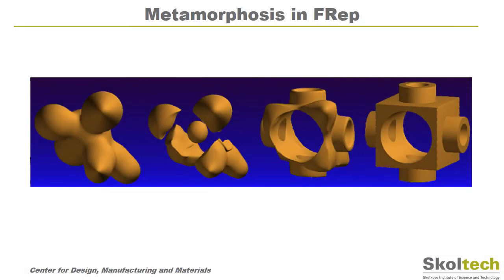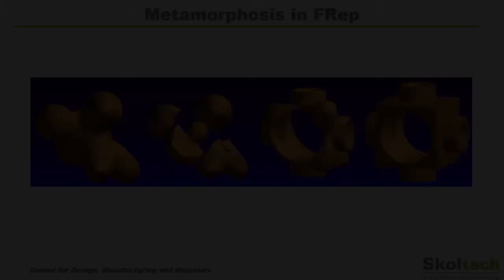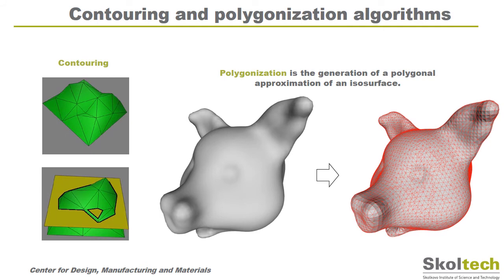This is an example of the metamorphosis operation. You can see that the objects can have different topologies, such as number of holes, and still this is handled automatically by the modeling system. But in the case of other shape representations, for example polygonal meshes, it would crash without any acceptable result. Our course is related to additive manufacturing and 3D printing, so we will look at contouring and polygonization algorithms for slicing of function represented models.